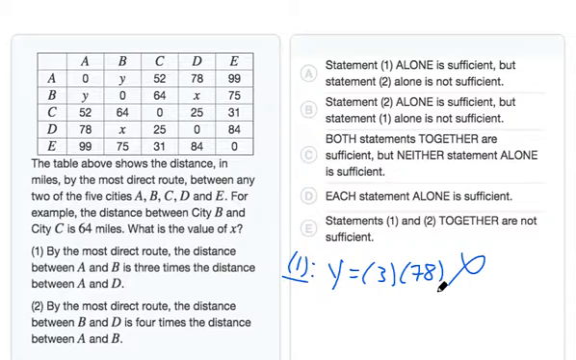So if statement 1 is not sufficient, we can eliminate answer choice A and D. That leaves us with choice B, C, or E, so let's go ahead and move on to consider statement 2.